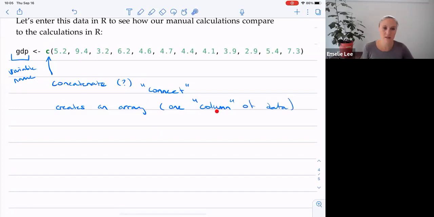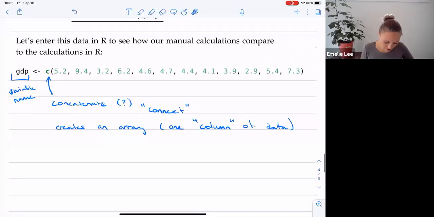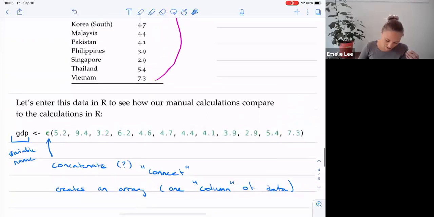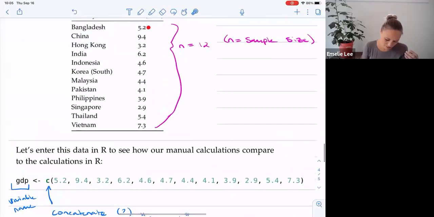Why did I put quotes around column? Because when I say column, I'm thinking back to an Excel spreadsheet, where it would be a column, but here it's just a list of numbers. So you have to be careful: when you enter your data points, each data point has to be separated by a comma. Besides that, all I've done is type out 5.2, 9.4, 3.2, just in order.